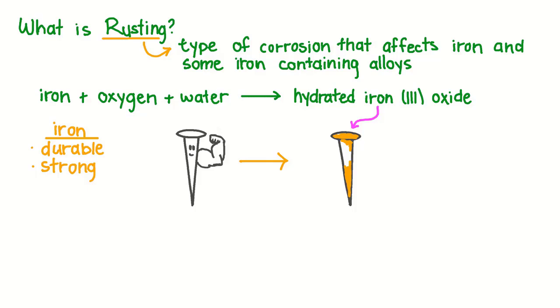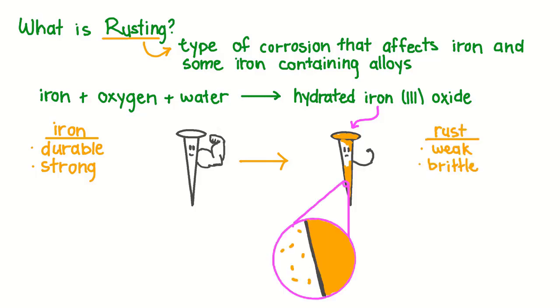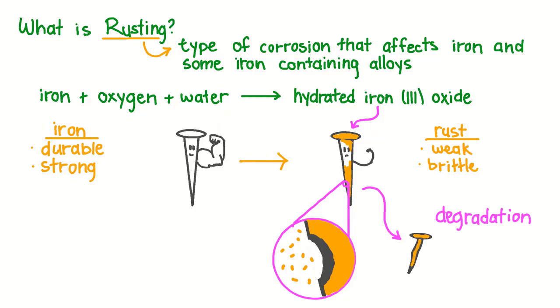Iron is a strong and durable metal, but rust is weak and brittle. Rust is so brittle because it has a tendency to flake off the surface of the metal. When the rust flakes off, it can expose the metal underneath to oxygen and water, which will cause that metal to rust and flake off the surface of the metal, exposing more of the metal to oxygen and water, and so on. This can cause the metal to degrade over time.